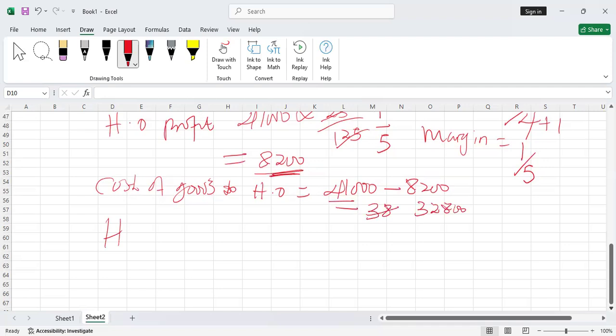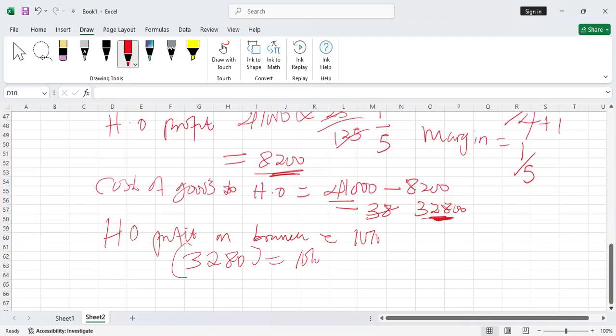Head office profit on branch equals to 10%. So the head office cost on these goods is 32,800. The head office, by transferring these goods to the branch, had made a profit of 3,280, which is now 10%. So cost of the goods to the branch.